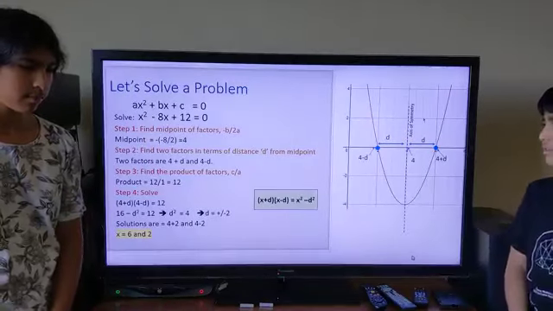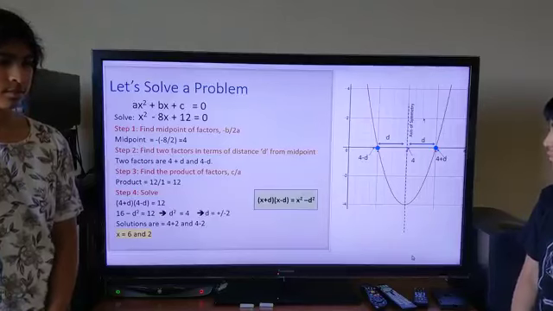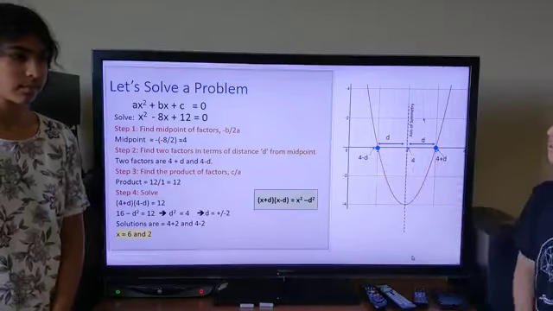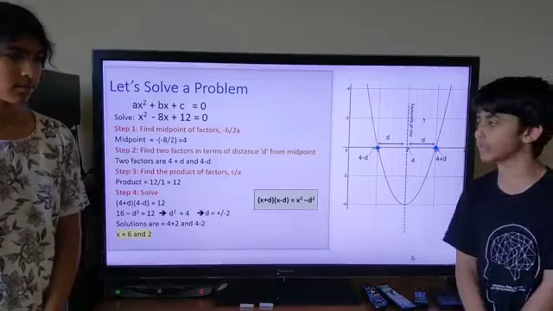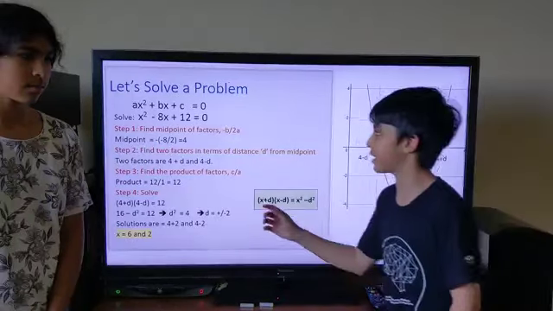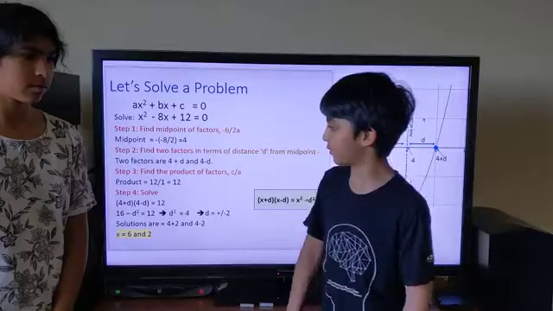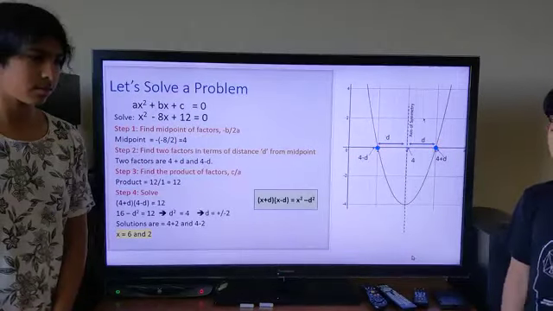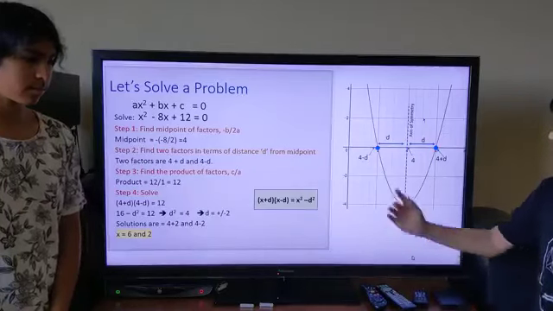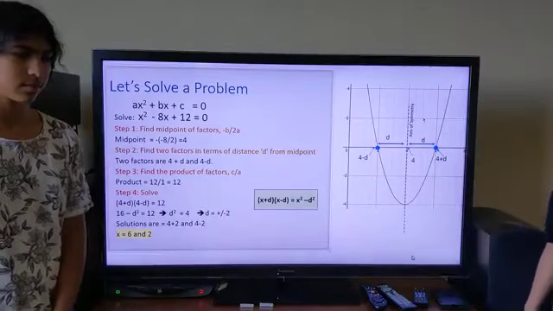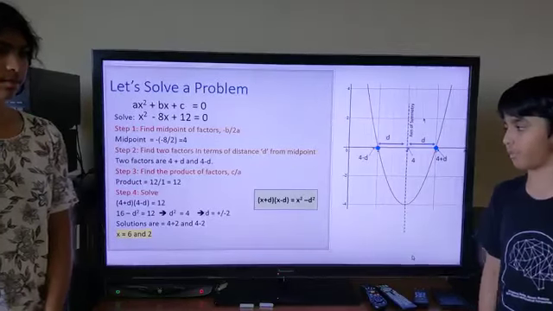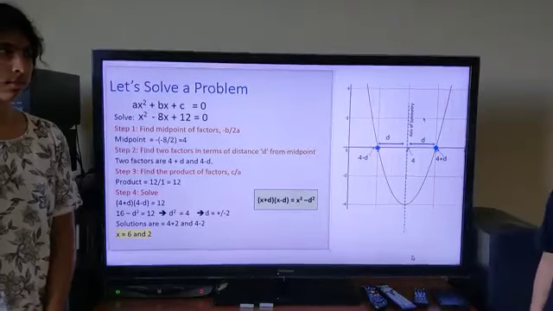Step 2 is to find two factors in terms of distance d from the midpoint. The two factors are 4 minus d and 4 plus d. Step 3 is to find the product of the factors, c divided by a, which is 12 divided by 1, which is equal to 12. Step 4 is to solve. You multiply 4 plus d and 4 minus d, which is 12, and also (x plus d) times (x minus d) is equal to x squared minus d squared. And after you simplify all the way, the solutions you get are 6 and 2.